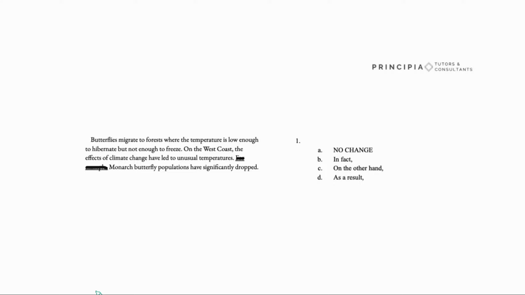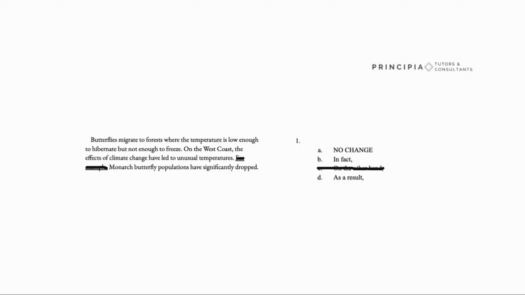Next, we can identify the relationship between both sentences. The sentence, on the West Coast, the effects of climate change have led to unusual temperatures, introduces the idea that unexpected weather has occurred. And then, the following sentence, monarch butterfly populations have significantly dropped, is a result of the first. Because the ideas are similar, we can go ahead and eliminate all contradictors, which includes answer choice C, on the other hand.